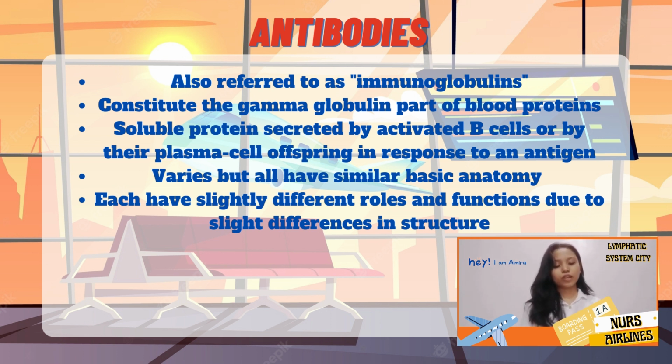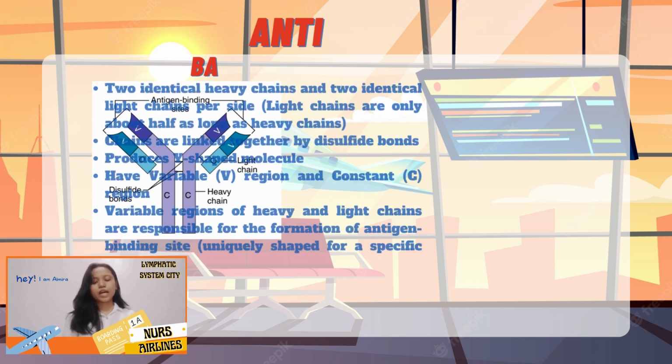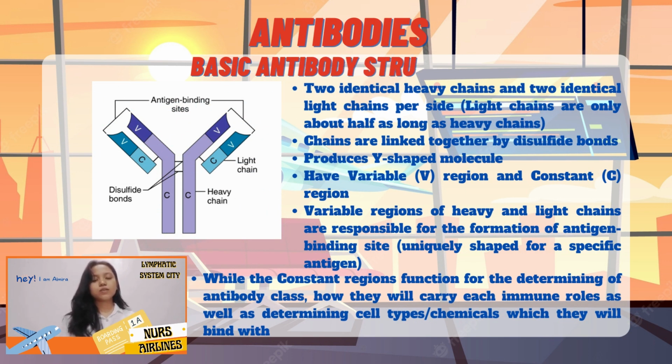It has 5 classifications, each with slightly different roles and functions due to slight differences in structure, but even though they vary, they all have a similar basic anatomy, which looks like this. As you can see, it consists of 2 identical heavy chains and 2 identical light chains, which are only about half as long as the heavy chains. Chains are linked together by disulfide bonds, producing a Y-shaped molecule as a whole.